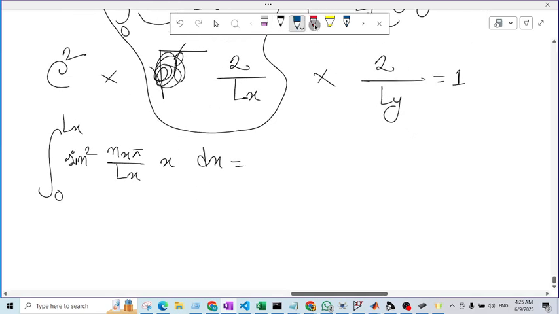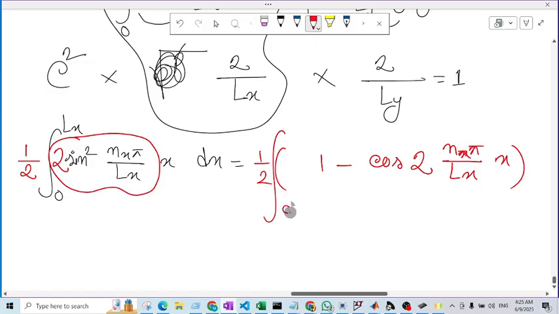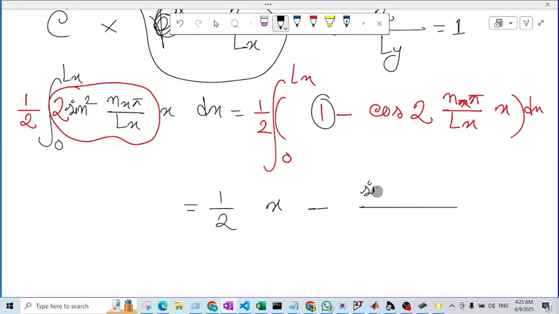So to do this I need to write here 1 by half and again multiply by 2. So what is 2 into sin square of some angle? It is simply equal to 1 minus cos of twice that angle. Okay, so now if I integrate with respect to x, I will get simply x from 1, and from cos I will get sine.